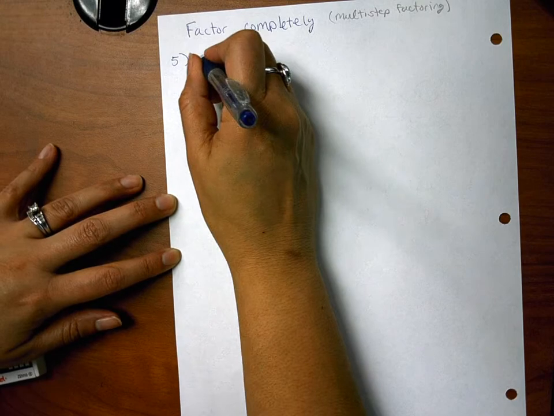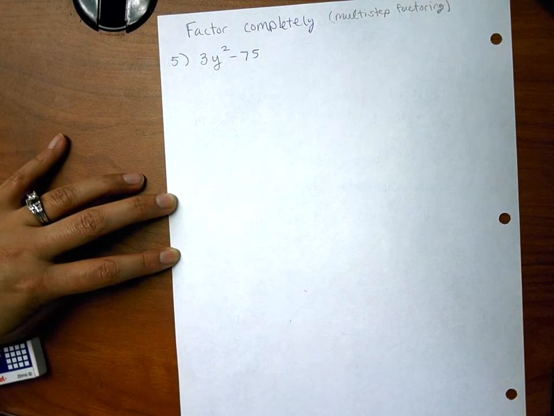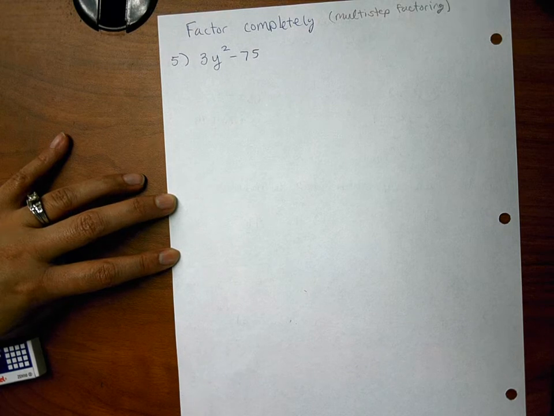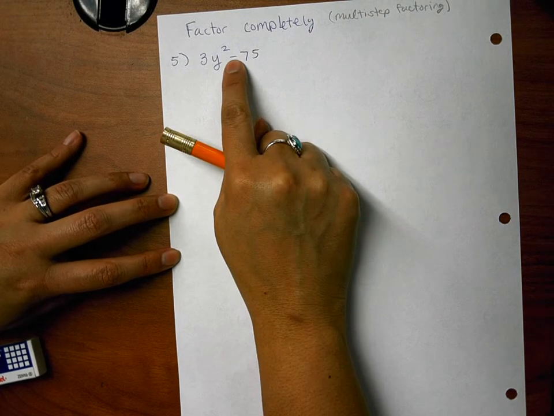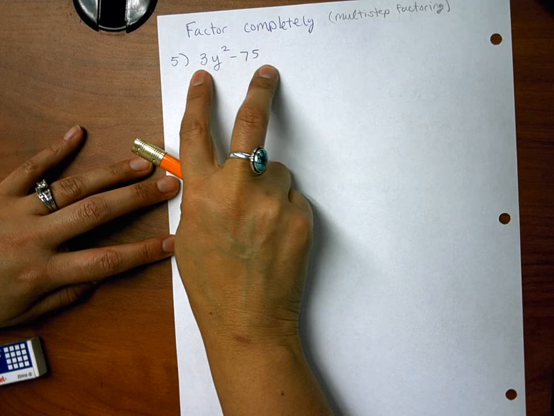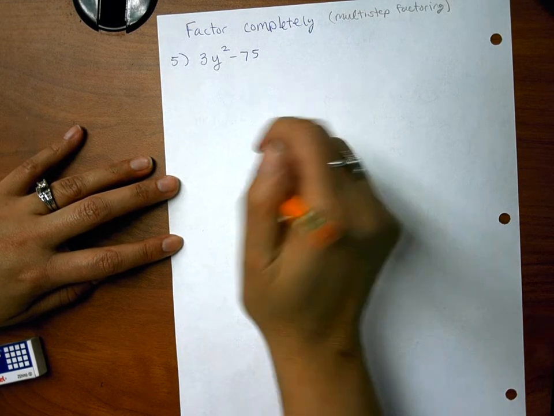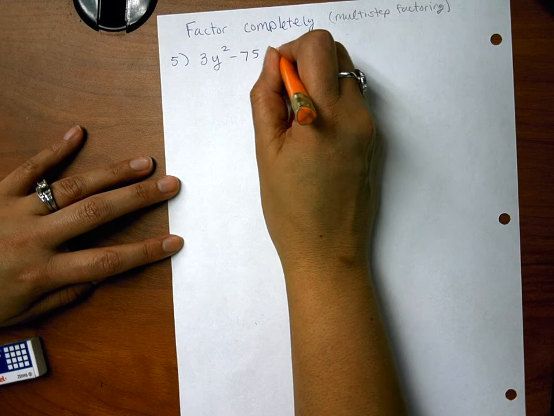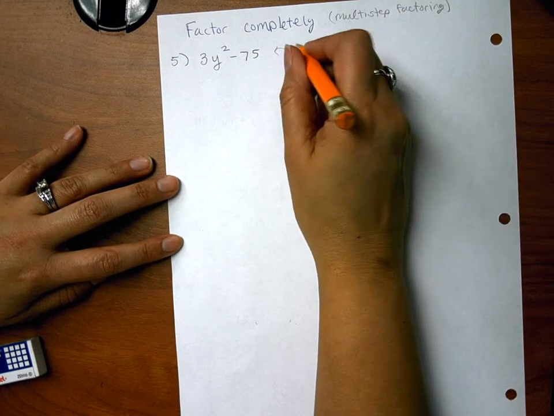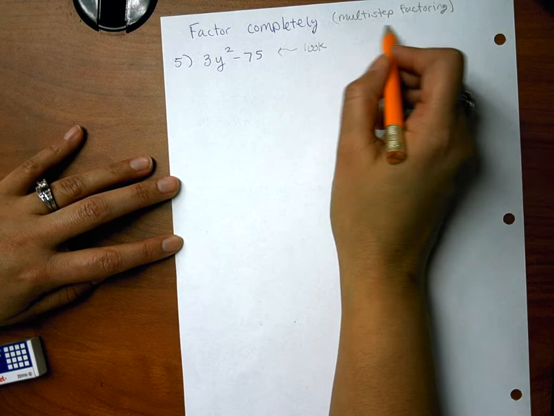Okay, we are on number 5, and it's 3y squared minus 75. Okay. Is this a difference of two squares? Difference? Yes. Two terms? Yes. Are they perfect squares? No. It is not a difference of two squares. But notice first there is a GCF.